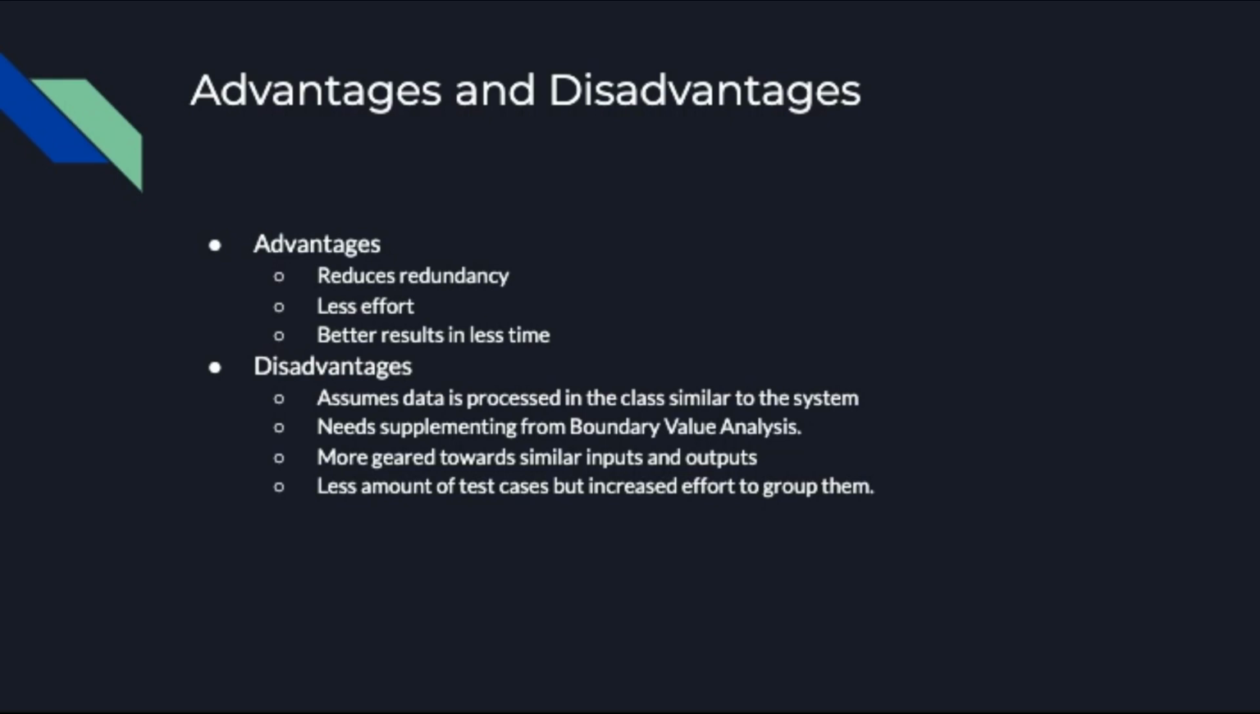The disadvantages include assuming data is processed in the class similar to the system. They are more geared towards similar inputs and outputs, and the smaller number of test cases results in increased effort to group them together. Back to the example given for the QA in a bar, asking where the bathroom is should actually be valid input, but we didn't have a convenient method of testing to find that specific phrase out.